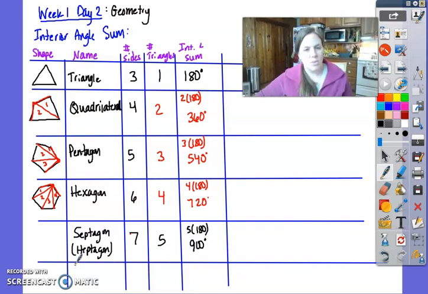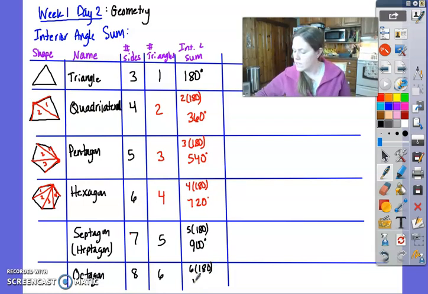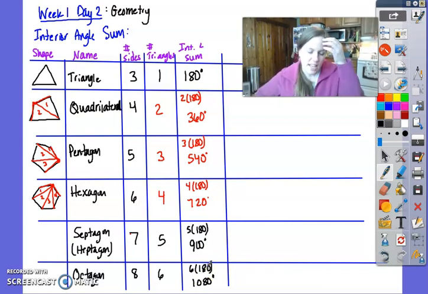An 8-sided shape, we all know that stop sign is an octagon. 8 sides, take away 2 to get the number of triangles. And 6 times 180 is, I'm going to have to look that up, 1080 degrees. All right. Now, we do have 9-sided shape and 10-sided shape, and up and above that, you're responsible for knowing the names up to a 10-sided shape and a 12-sided shape.